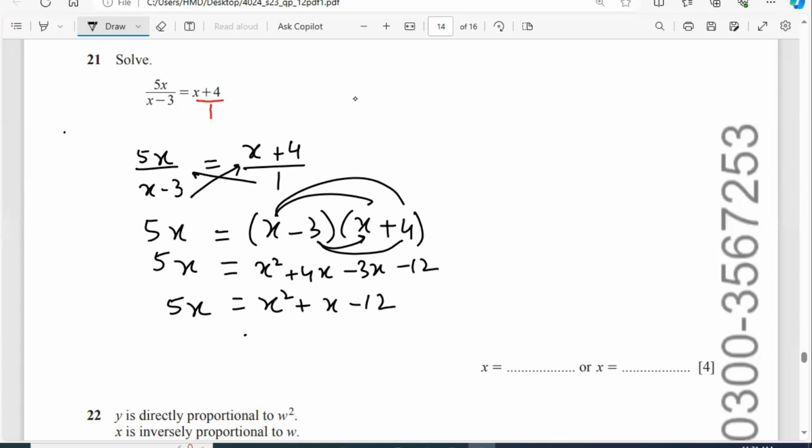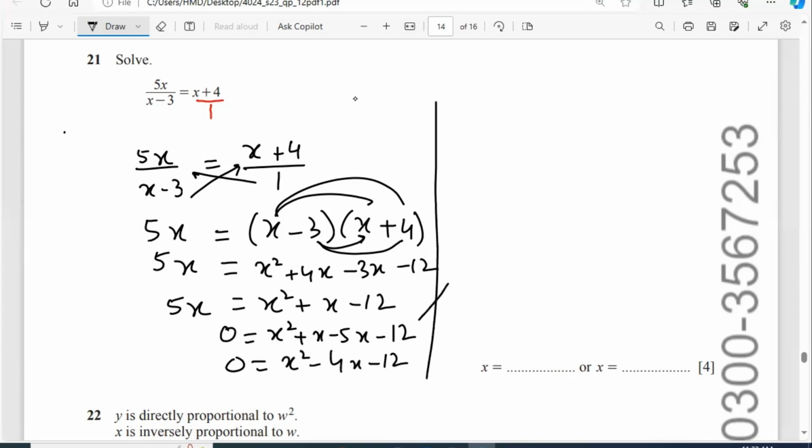Now shift everything to this side, so we get x square plus x minus 5x minus 12 equals 0. That gives x square minus 4x minus 12 equals 0. Now it is x square minus 4x minus 12 equals 0.